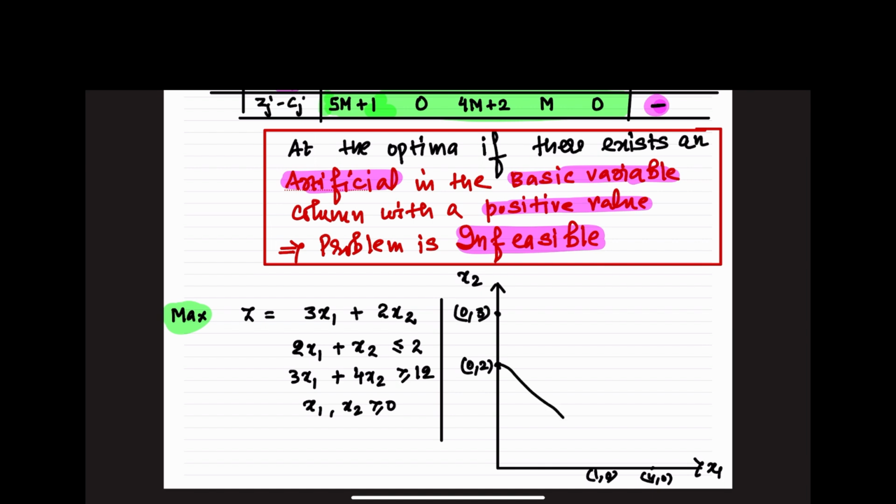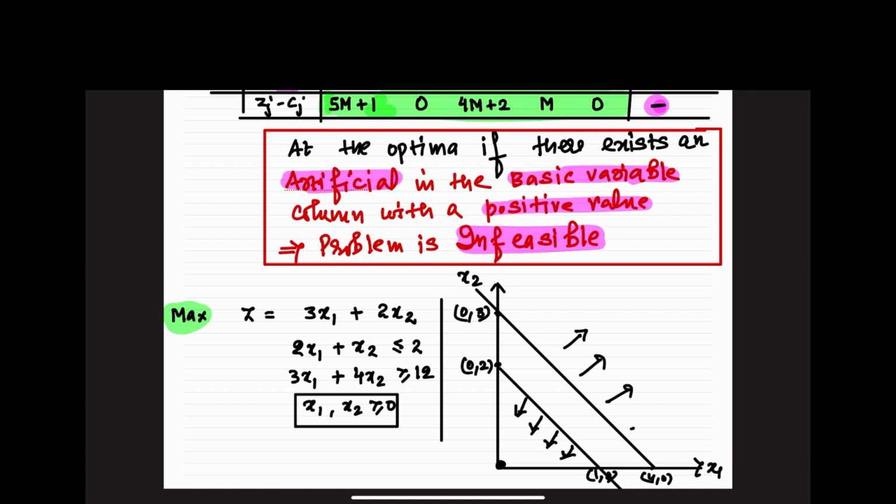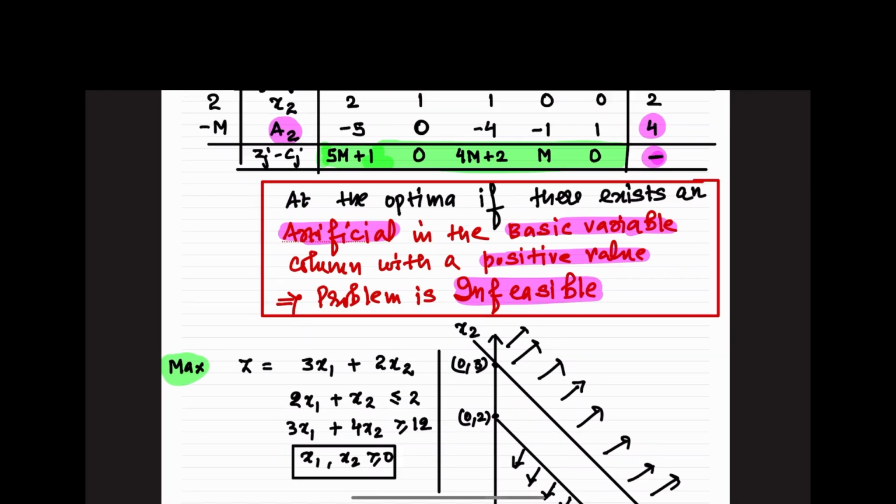So the first constraint passes through this. The second constraint passes through this. The first constraint says that it is less than, so the region is towards the origin. These two are non-negativity constraints, so we only have to care about the first quadrant. The next constraint says that it is greater than equal to. So the region is away from the origin because 0 plus 0 is not greater than equal to 12. So this is not satisfying. So since there is no common point, this implies the problem is infeasible. So that is what we get.